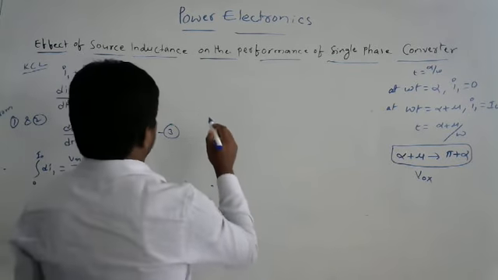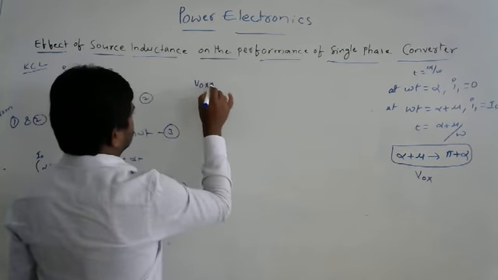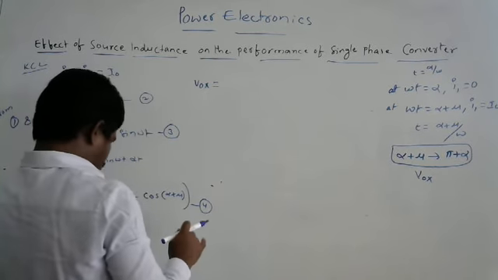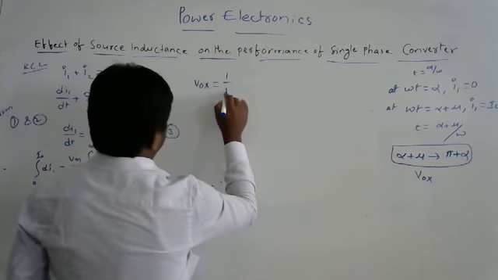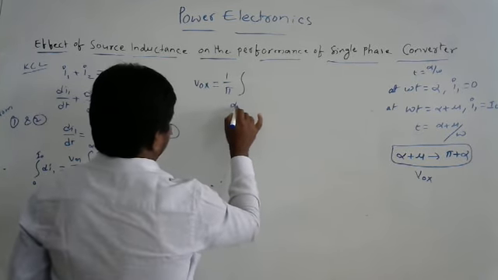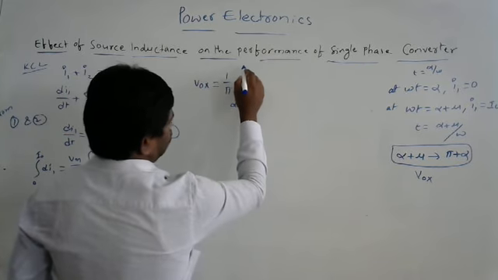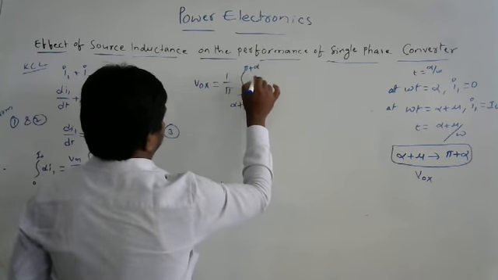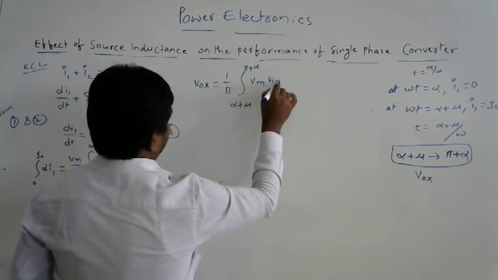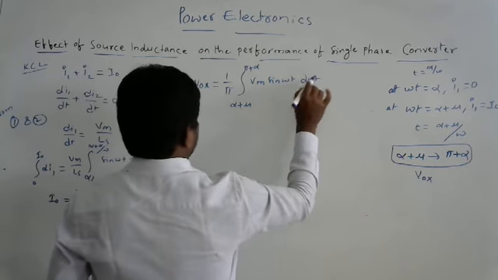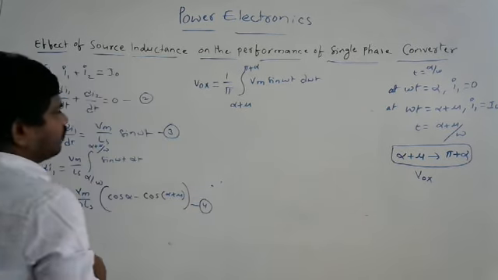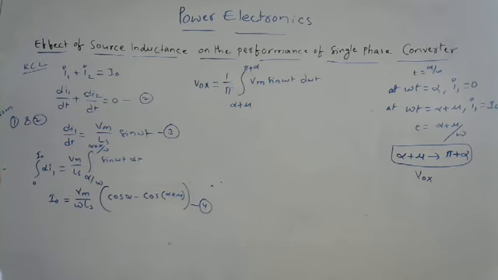I am calling this V0x, which is equal to 1 by pi integral from alpha plus mu, the upper limit is pi plus alpha, Vm sin omega t d omega t. This is the output voltage that we are getting when we have the source inductance. After alpha plus mu only we are getting the output till pi plus alpha.